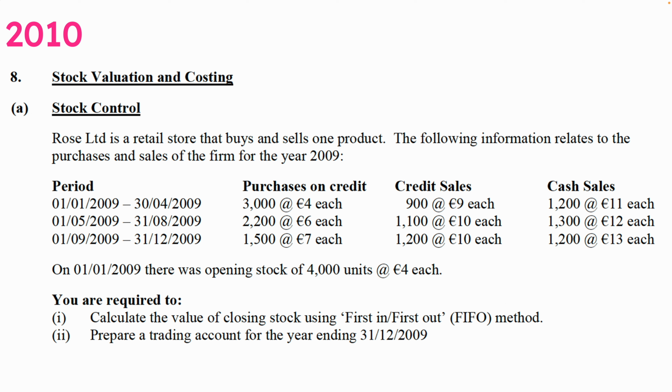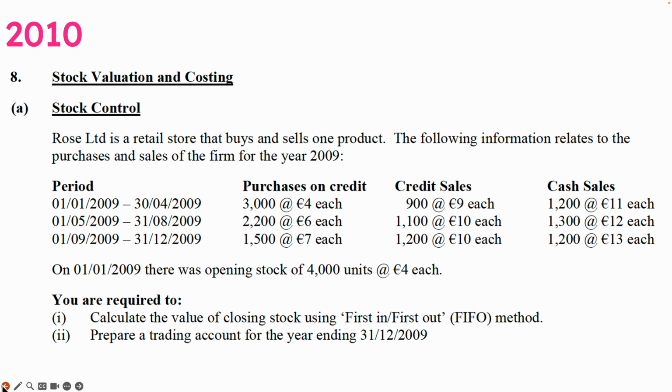In this video, we're looking at the 2010 costing question. So as you can see here, part A was about stock control, so FIFO, stock valuation, and we'll just get straight into it. So Rose Limited is a retail store that buys and sells one product. The following information relates to the purchases and sales of the firm for the year 2009.